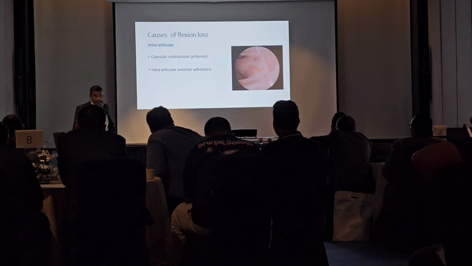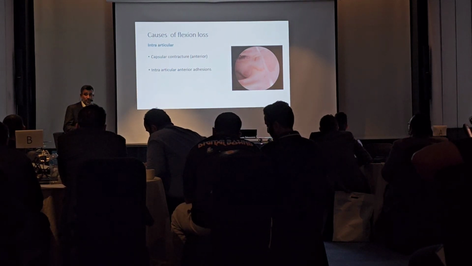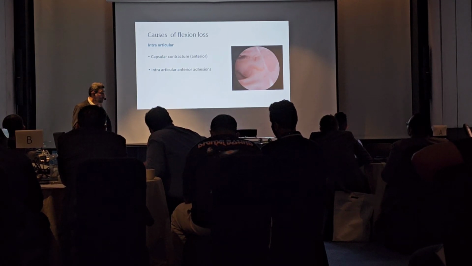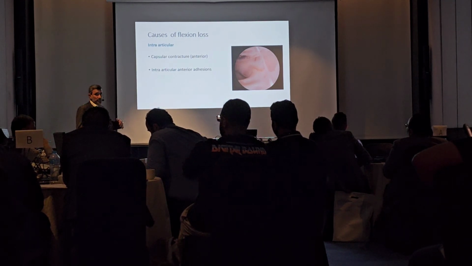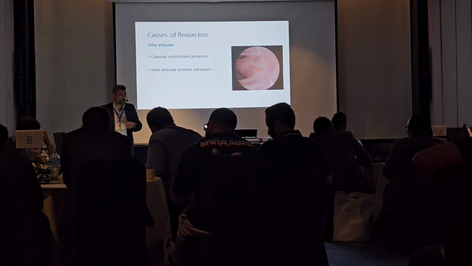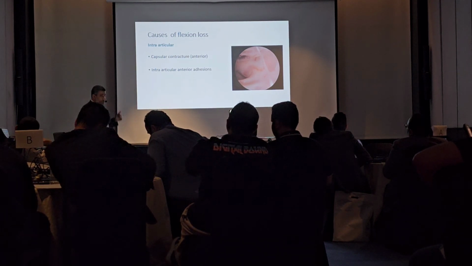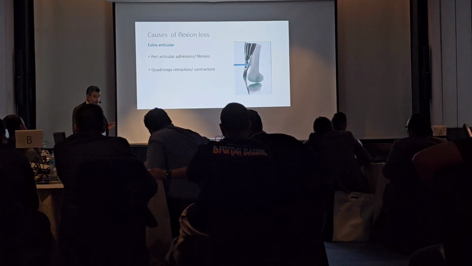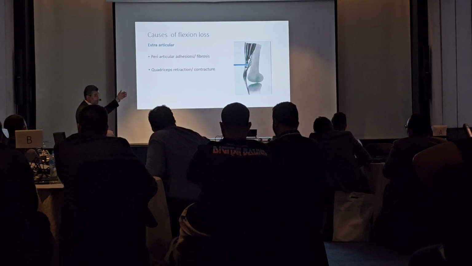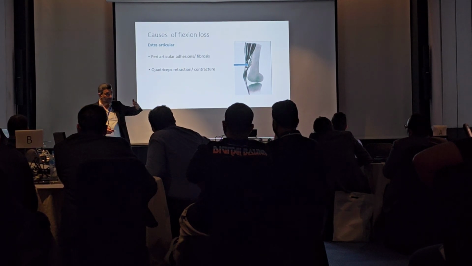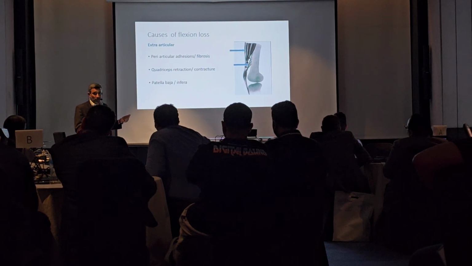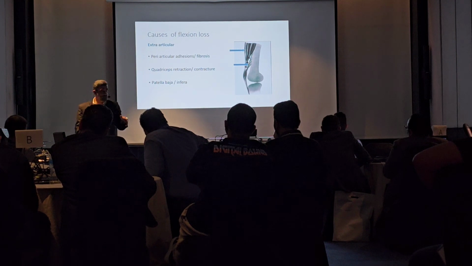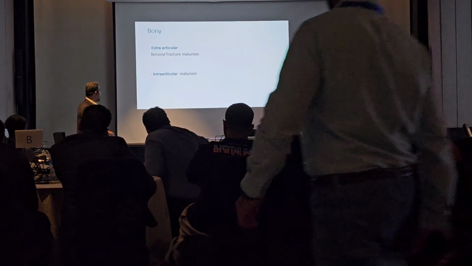Now, causes of flexion loss could be intra-articular, like intra-articular adhesions and contracture of the capsule. And we see in our practice cases of arthrofibrosis where all the capsular tissue is contracted with intra-articular adhesions. So this could be intra-articular or extra-articular. Like here, if you have this fibrous tissue adhesion which prevents the gliding of the muscle, or it could be muscle contracture, contracture of the quadriceps muscle itself, or it could be patella inferior. You know that patella inferior can cause flexion loss? I'll show you the mechanism now.